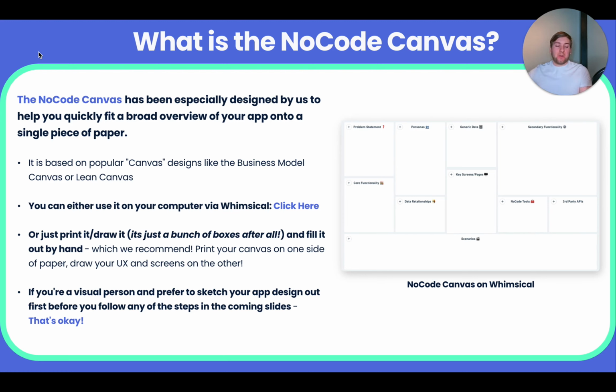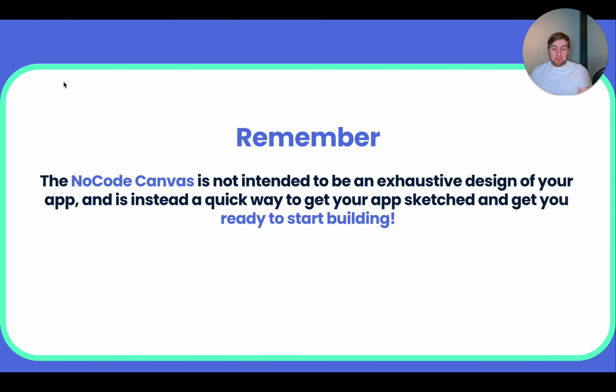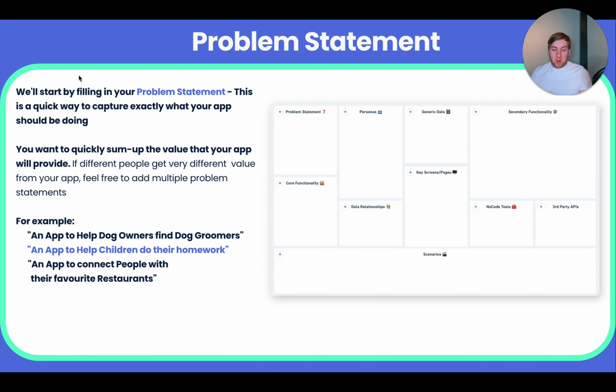This is just one method of bringing it all together. And even if you don't follow the canvas, I think it's worth paying attention to each of the headings that we've got here in the canvas, and I'll kind of talk about them as we go through. It's worth paying attention to them even if you're not filling this out, because to my mind they kind of cover all of the main things you need to think about when actually saying, okay, it's time to build a no-code app. So as I said, this is not intended to be an exhaustive design. It is just a quick way to get it sketched up and get you ready to start building. So, this should not be 20 pages long.